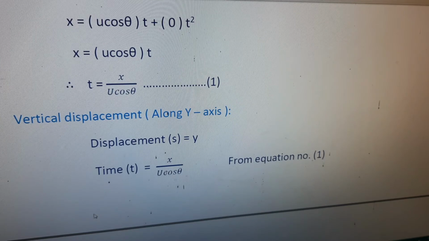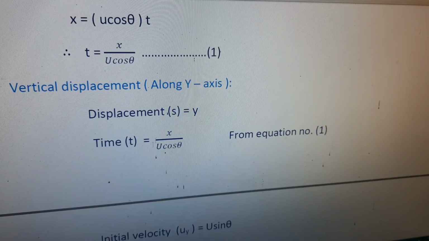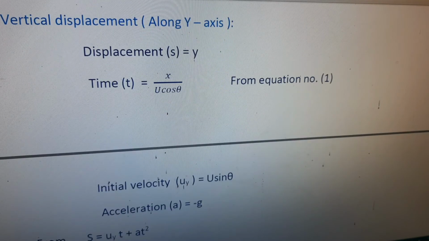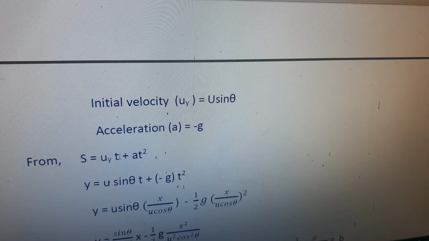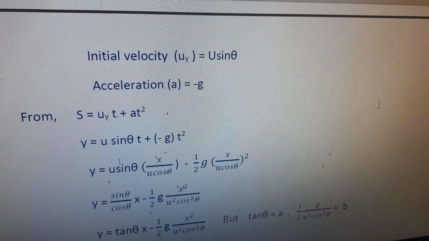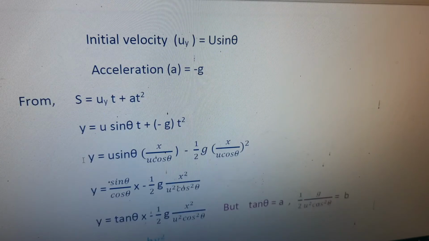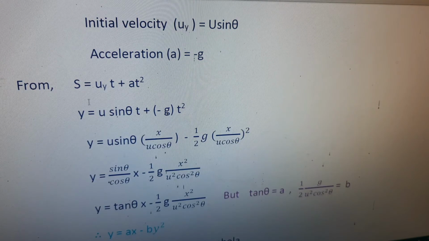Now we observe the displacement along the y-axis. It is also called vertical displacement. In this vertical displacement, s is equal to y, and time t is equal to x by u cos theta, from equation number 1, initial velocity uy is equal to u sin theta, and acceleration a is equal to minus g. So all these values are substituted in the equation s is equal to ut plus half at square. Instead of s we take y, uy is equal to u sin theta, and t plus half minus g t square. Instead of a we substitute minus g.